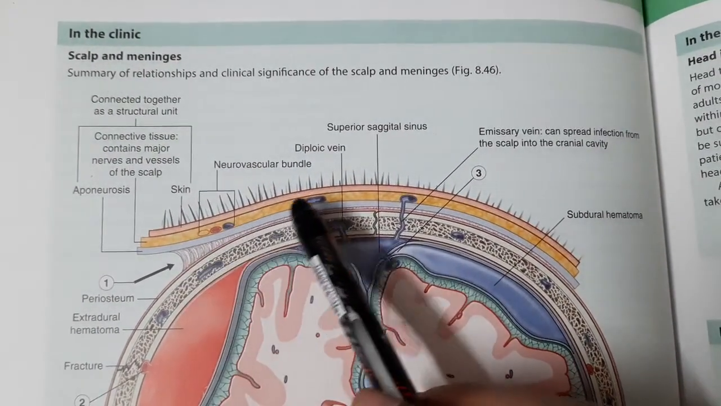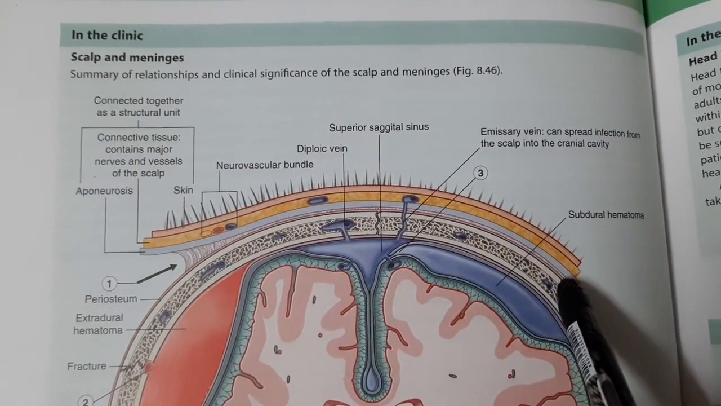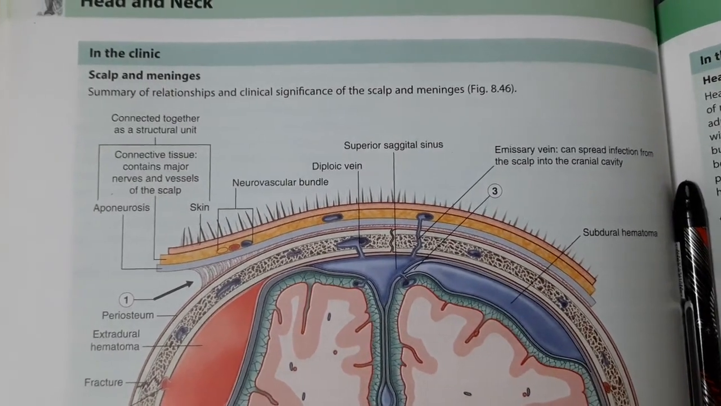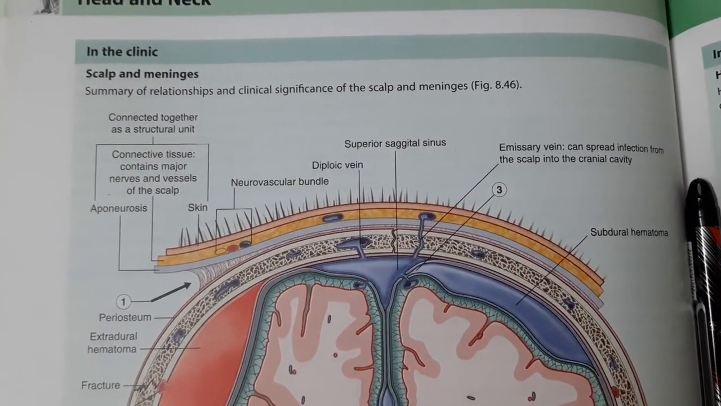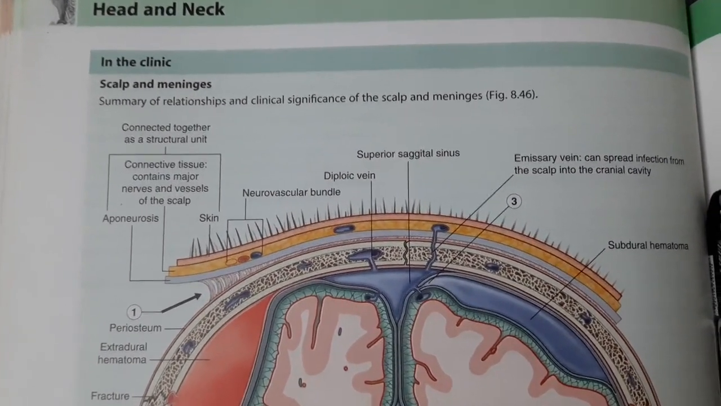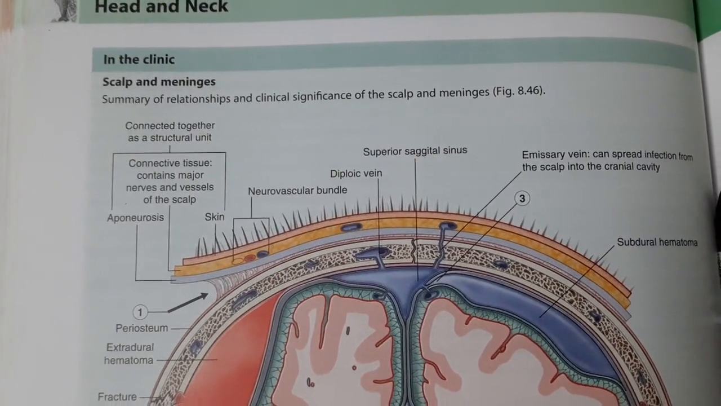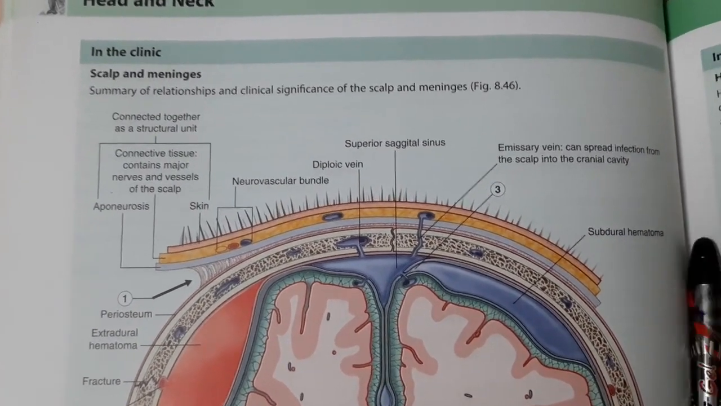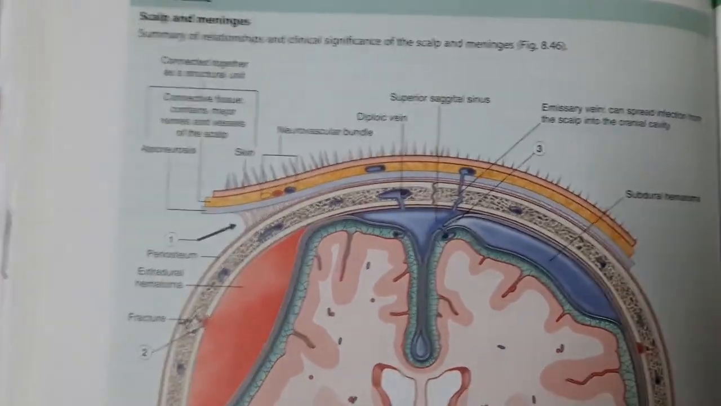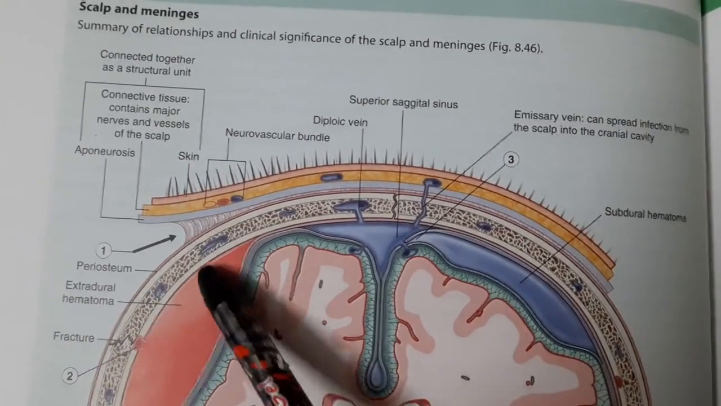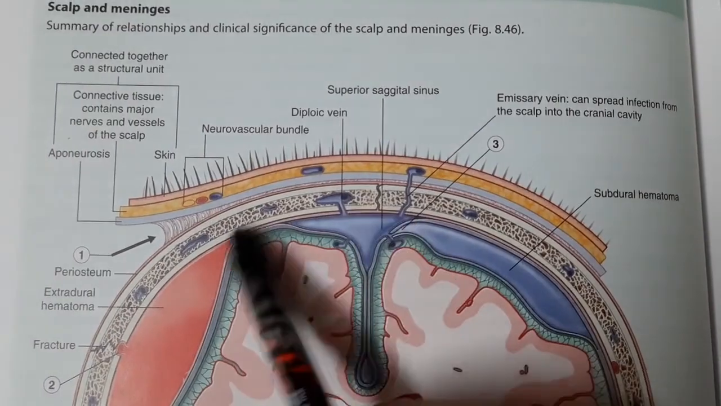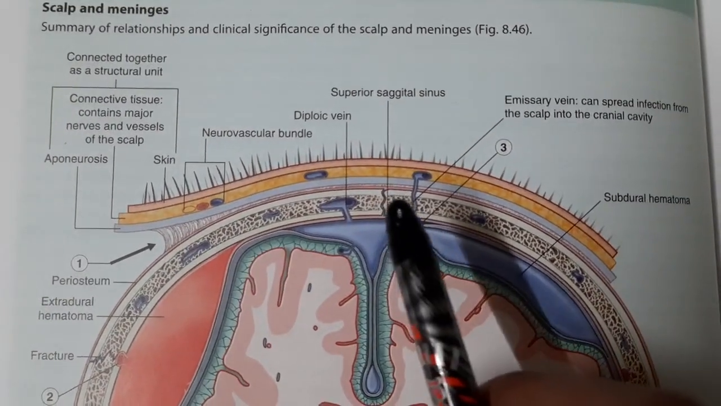Below the connective tissue we have the aponeurosis. This aponeurosis is formed by the fibers of frontalis anteriorly and occipitalis posteriorly of the fronto-occipitalis muscle. Both these fibers combine to form the aponeurosis, which is the tough structure over the skull. And below this aponeurosis we have the periosteum, which will connect the skull bone to the aponeurosis.